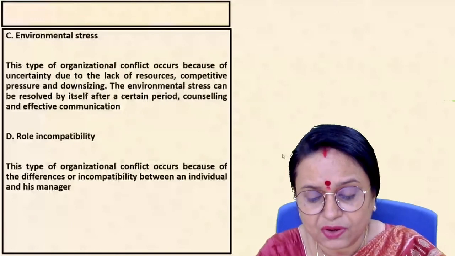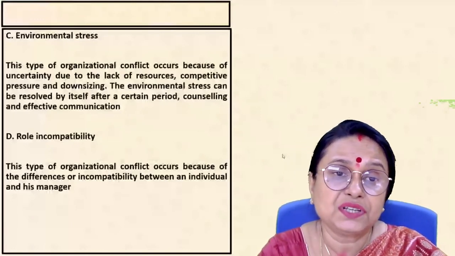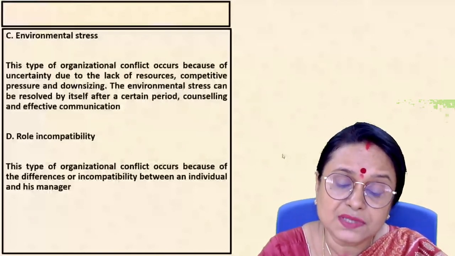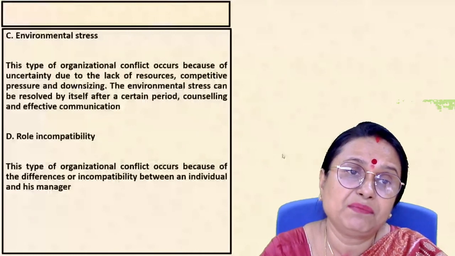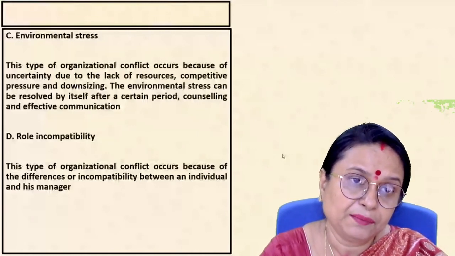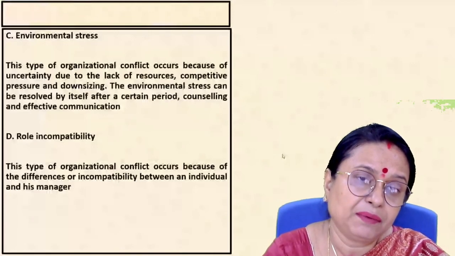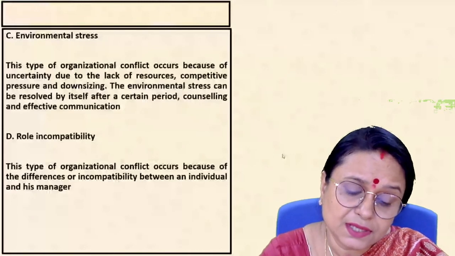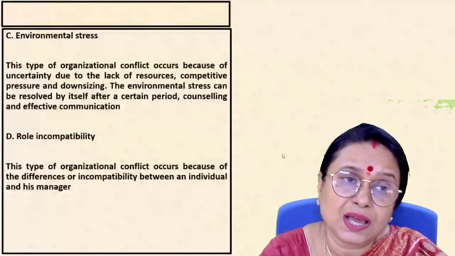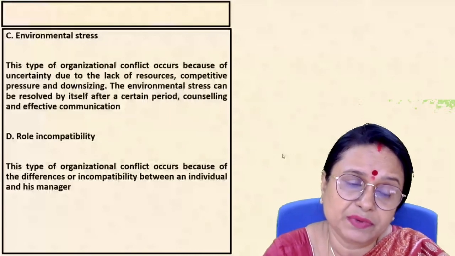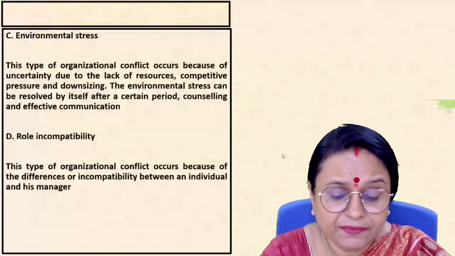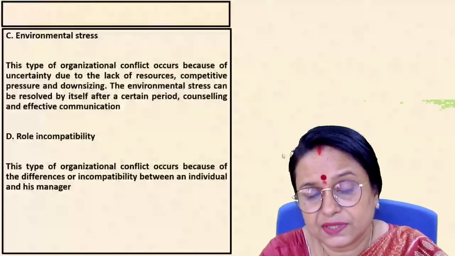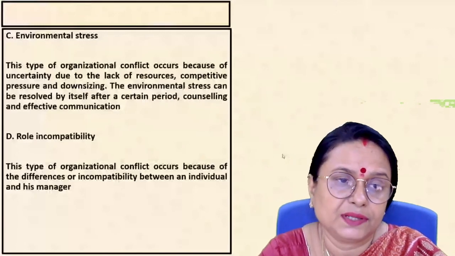So what is the role of the organization here? The organization must take care of these things. They may counsel the people who are under stress, maybe work pressure, maybe competition pressure, maybe environmental stress or any sort of pressure. Counseling must be done for employees to calm down the situation. Otherwise, there would be conflict. And effective communication by the boss. The boss should handle this situation very carefully.